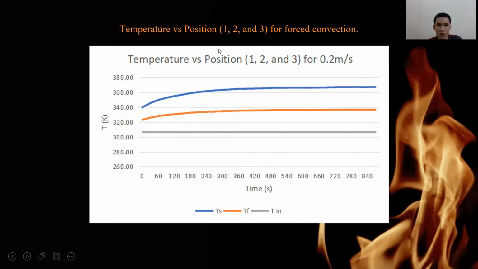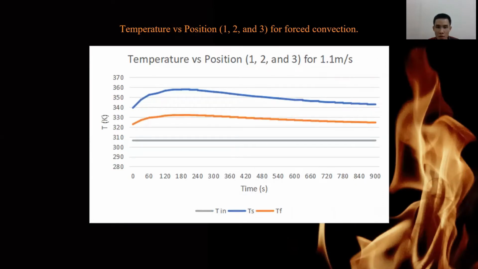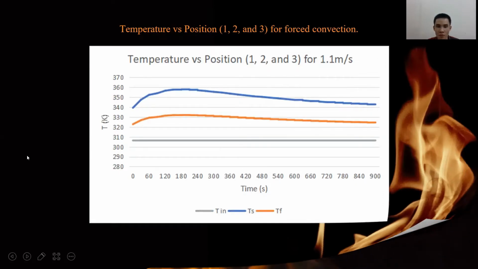And this graph shows the temperature versus position 1, 2, and 3 for the forced convection during the experiment. During the experiment process, we found that T infinity remains constant for the 4 velocity processes, and the changes are Ts and also Tf. This graph shows the 0.2 meter per second graph, this 0.6, 0.9, and also the 1.1.